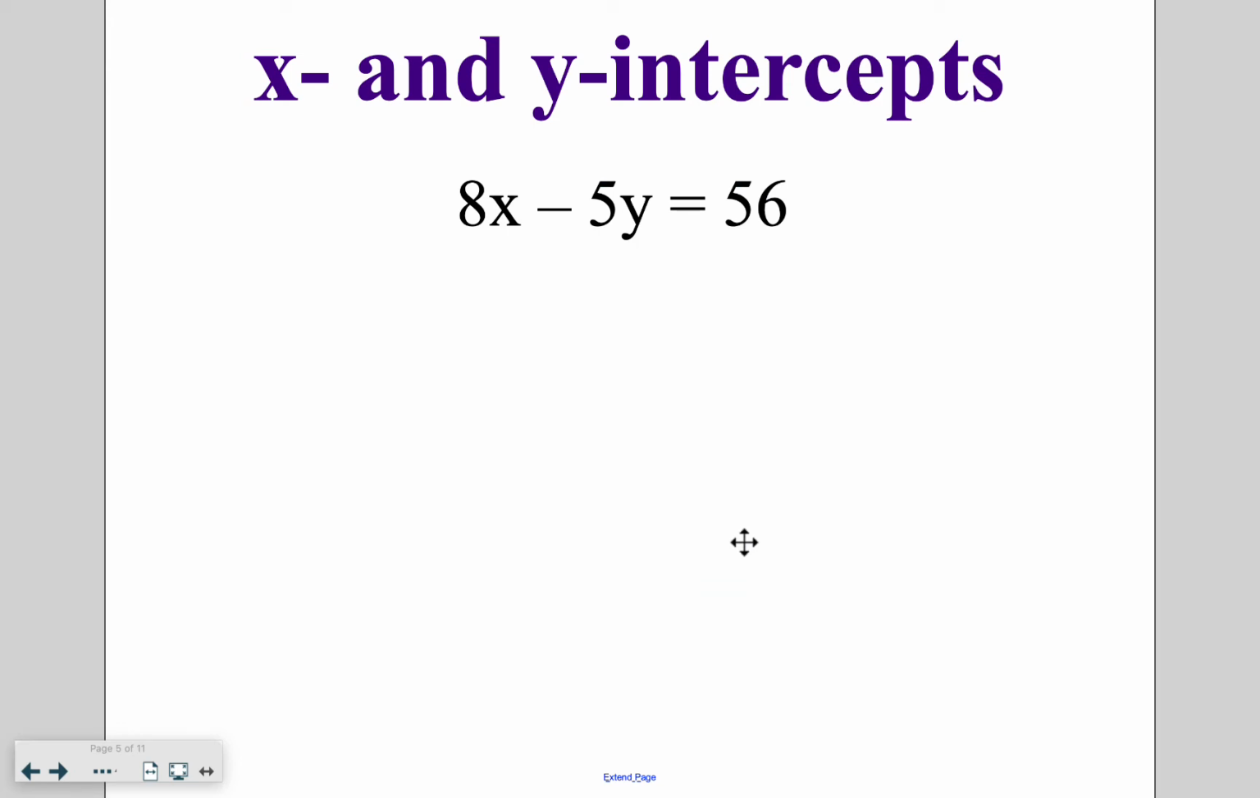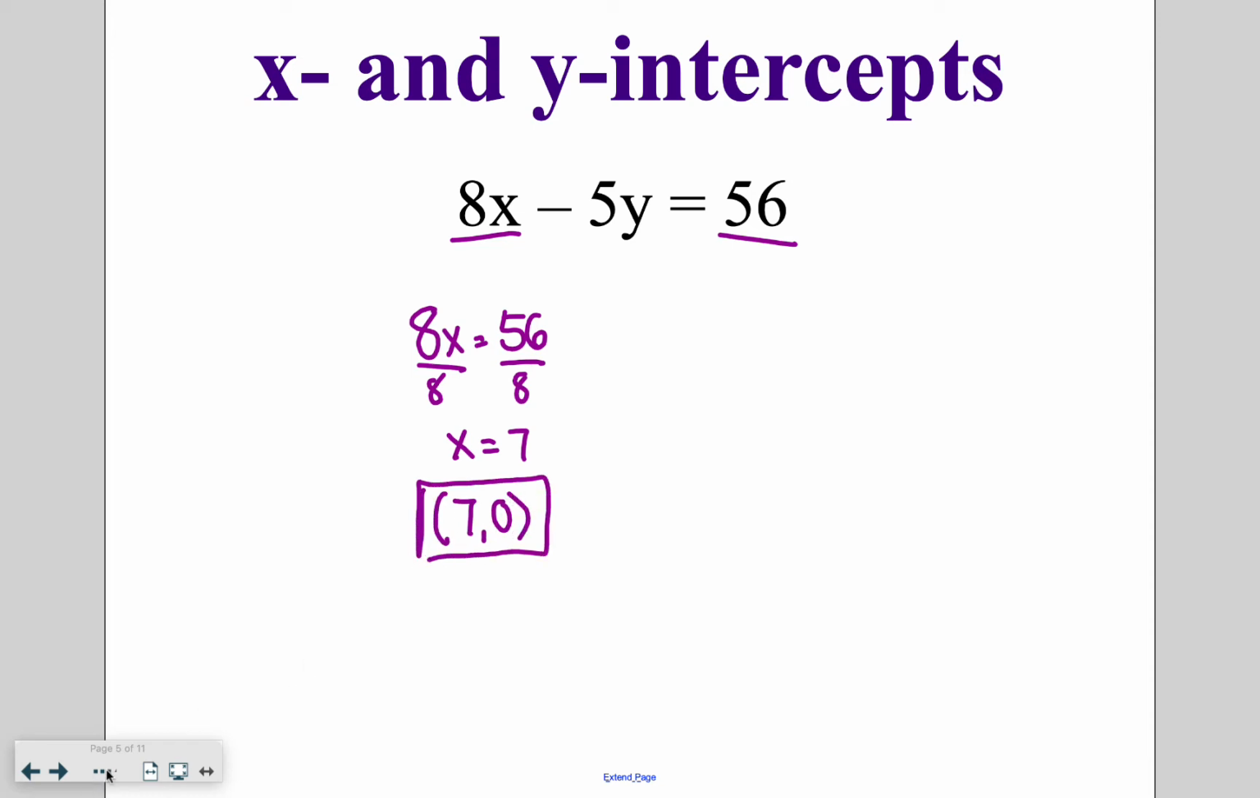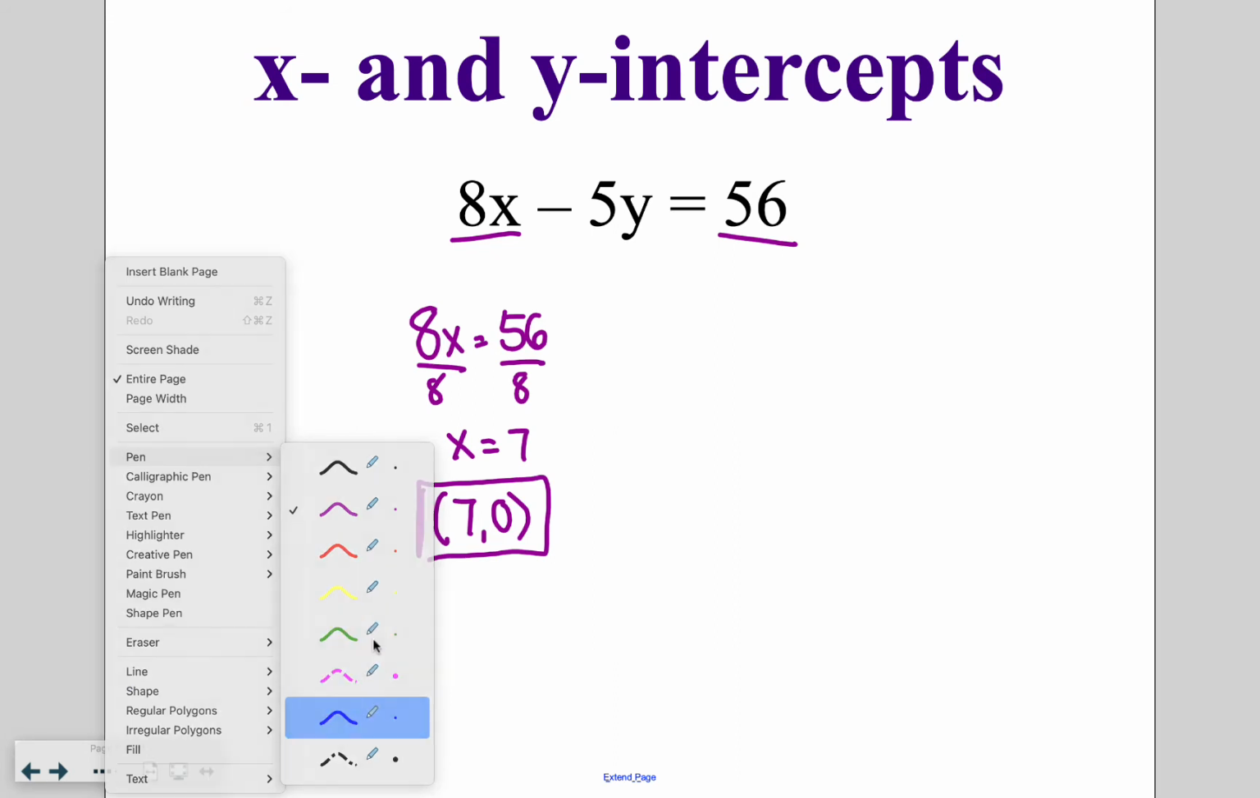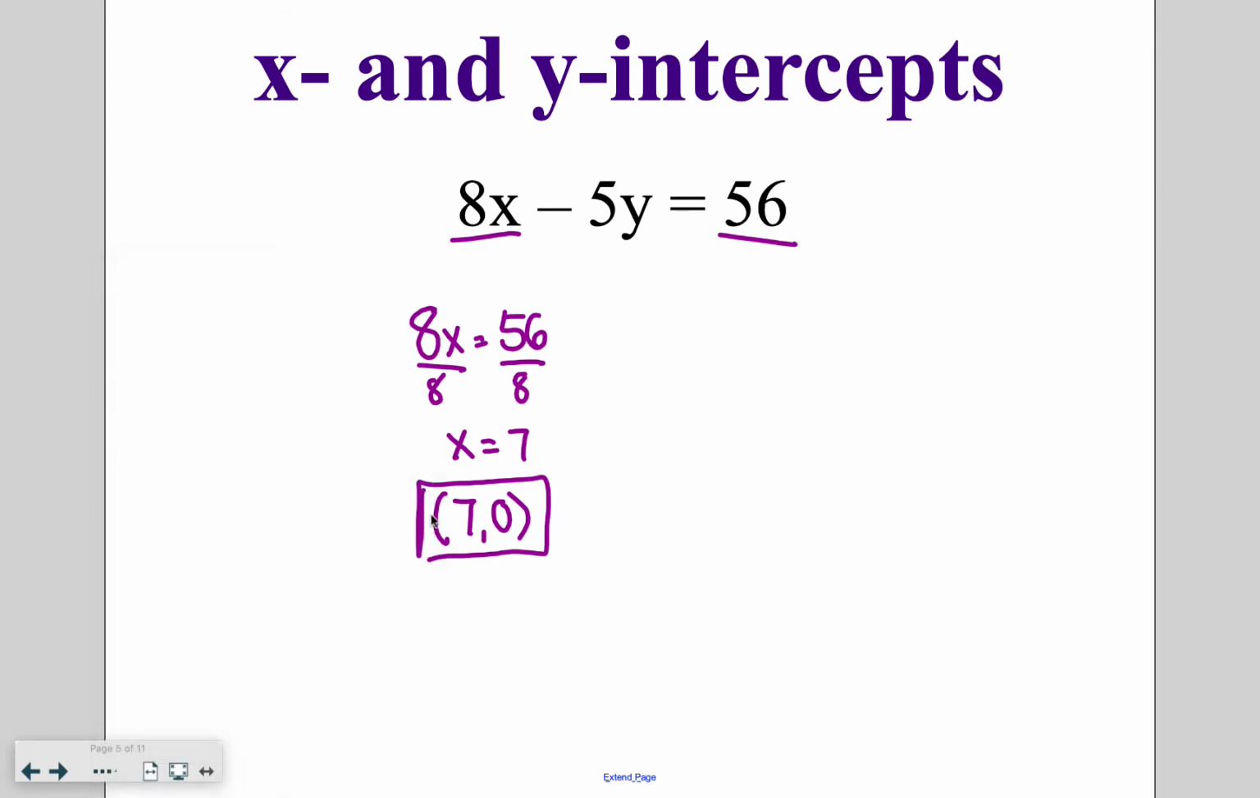Another example of this, once again, if we're trying to find the x-intercept, we are going to pull out just the x part. So go ahead and try solving that on your own. When you solve that part, we get 8x is equal to 56, dividing by 8, giving us x is equal to 7. So we've got 7, 0 as our x-intercept. Now go ahead and try finding the y-intercept on your own.